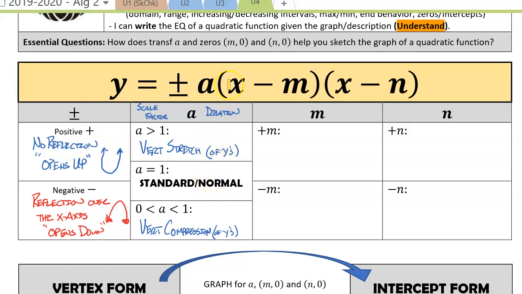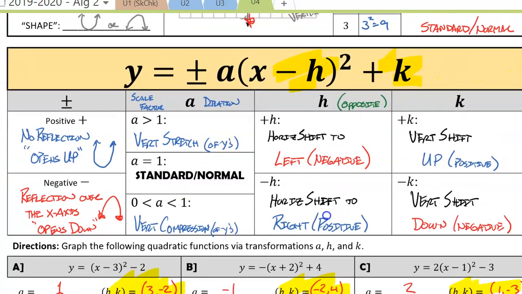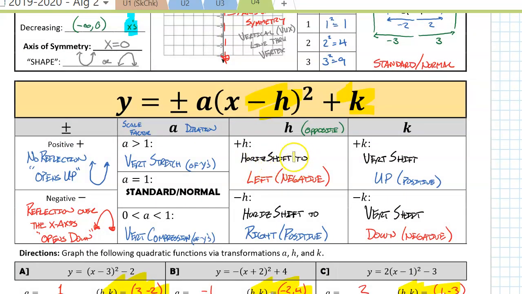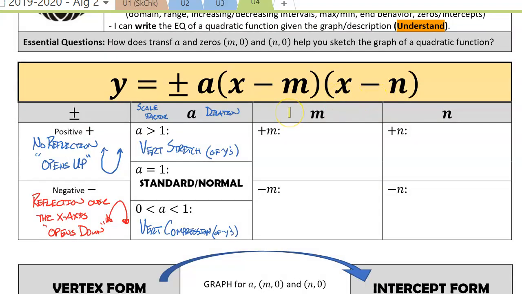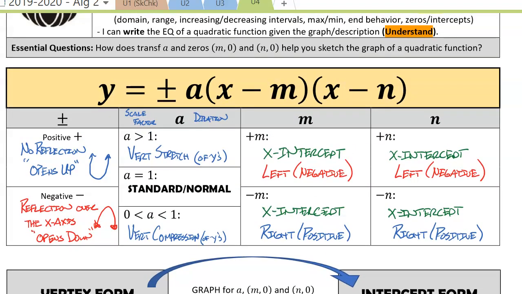What's different is this portion where we have x minus m and x minus n. In vertex form, we only had x minus h in parentheses, and we listed it as the opposite of the x value, where a positive actually moved us to the left or negative, and a negative actually moved us to the right or positive. What we see happening is if we take this idea, we would apply it to both of these two sets of parentheses. And instead of interpreting it as the horizontal movement of the vertex, we instead are going to interpret m and n as x-intercepts of our graph.